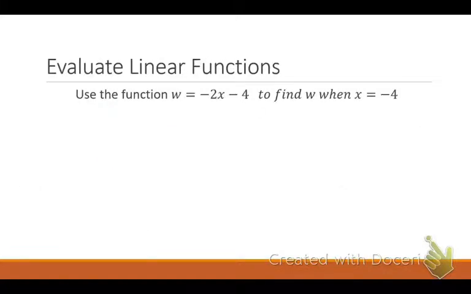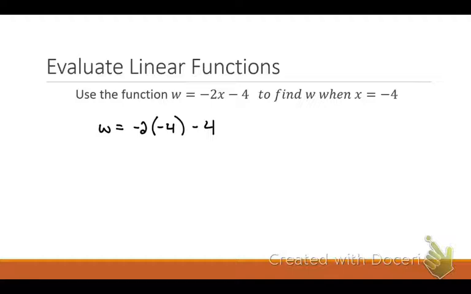All right, so now you're going to have 2 questions on your test where you evaluate a linear function. So simply put, you substitute and solve. All right, this is from your section 7.2. So use the function w equals negative 2x minus 4 to find w when x equals negative 4. Be careful with your signs. This is the mistake that we'll see tomorrow. If we see a mistake happen, it's going to be with the signs. Okay, so we plug it in. Vivian, what'd you get when you did negative 2 times negative 4?